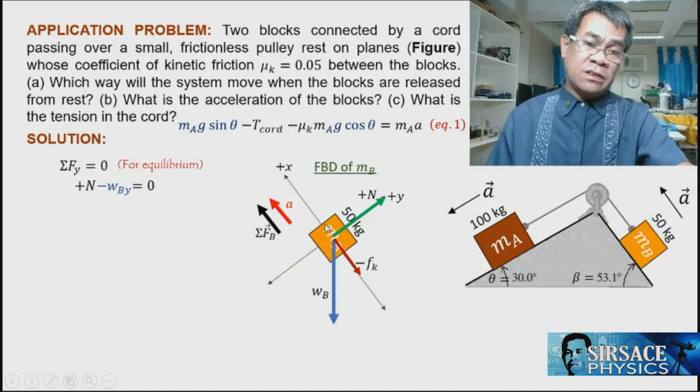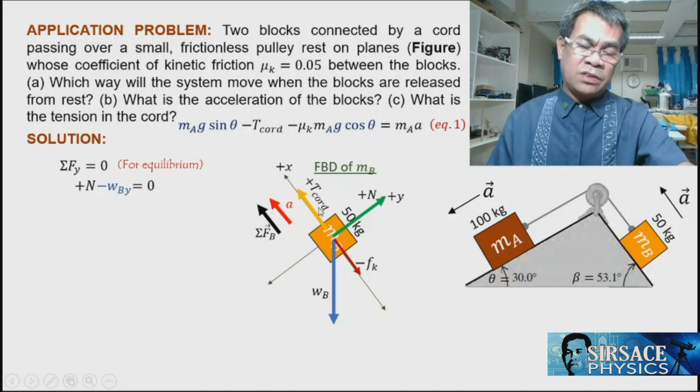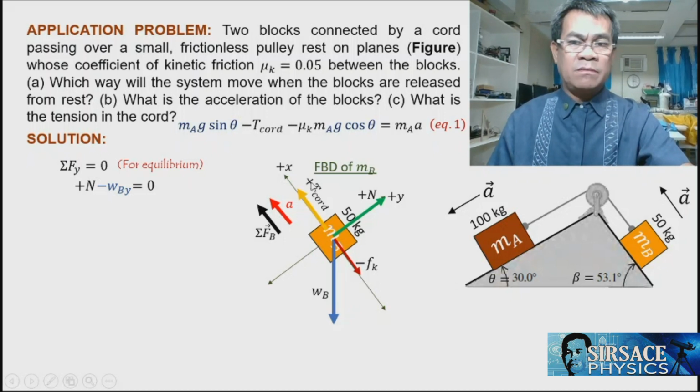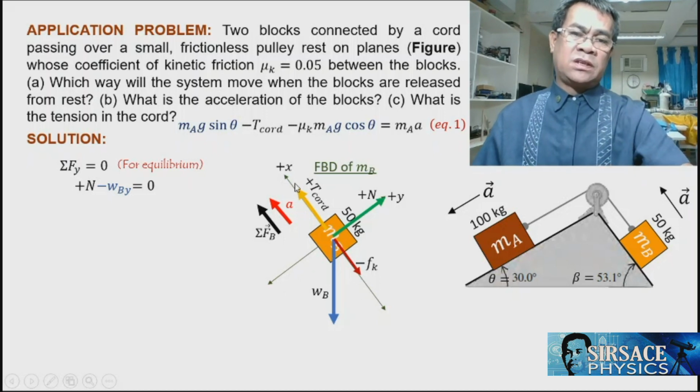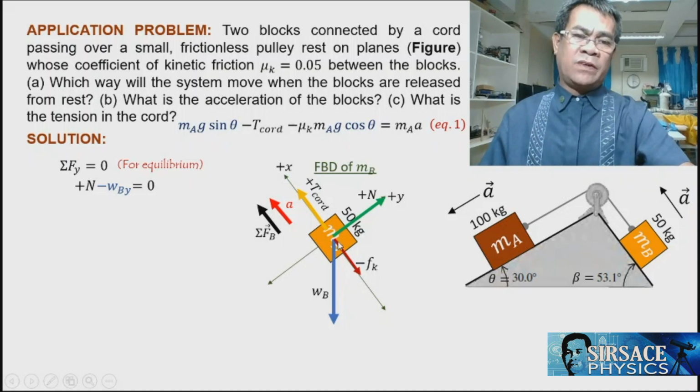Then take note that this block B was connected by means of a cord, so there must be a tension in the cord. And this time, this is positive. If you remember previously, T cord was negative because it was directed up the plane of block B. So this time, this is a positive force. So we again have four forces, but we need to resolve W because W is not lying along X or along Y. Unlike the cord, which is along positive X, normal along positive Y, friction along negative Y.